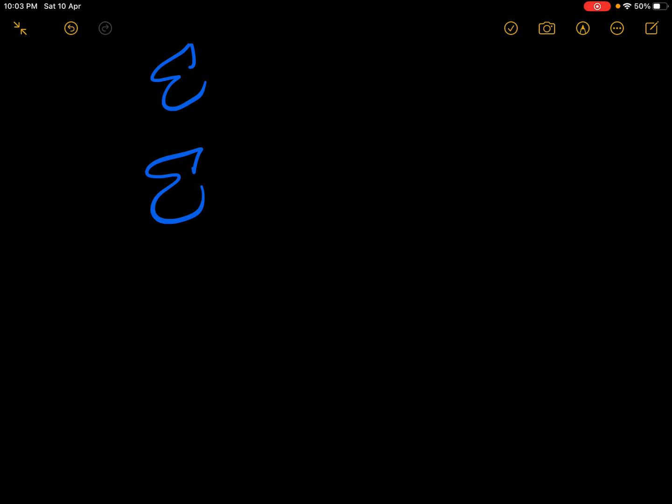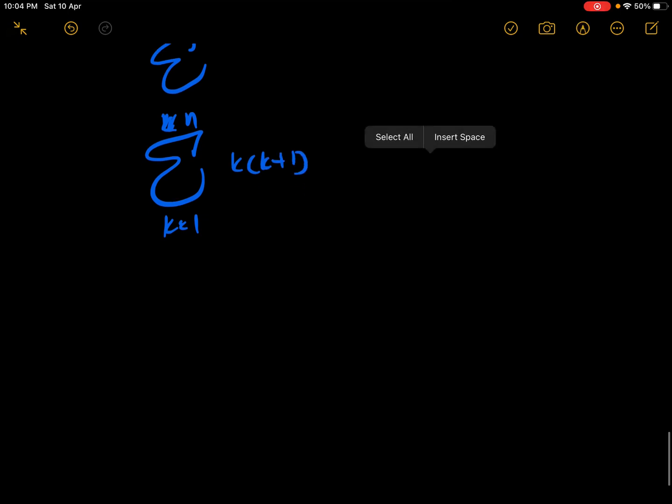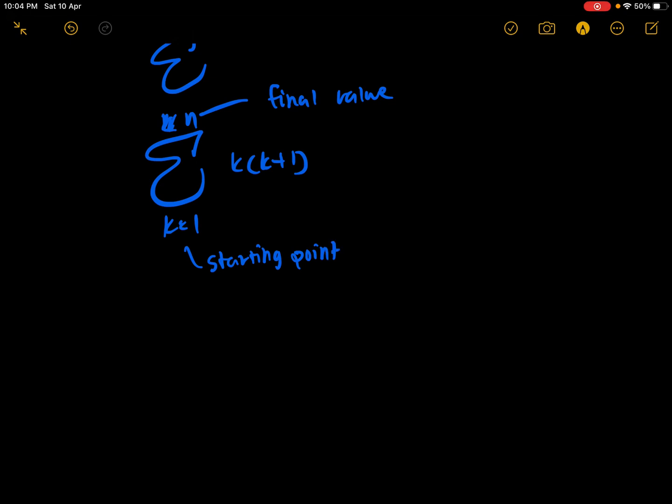Before that, we want to give you a reminder that we don't use n here, we use k. So if we let k equal 1, and then let's say we have n, and the general term k plus 1. What does this mean? The way sigma works is, this is the final value that you will reach, this is your starting point, and this is the general term.